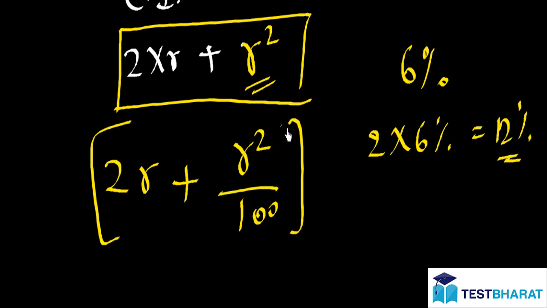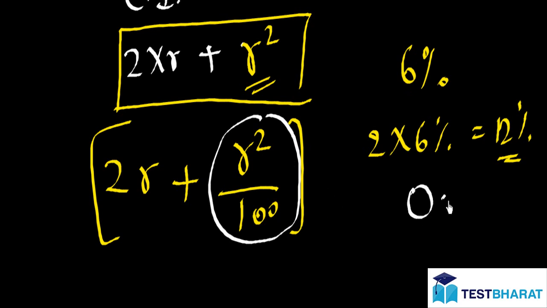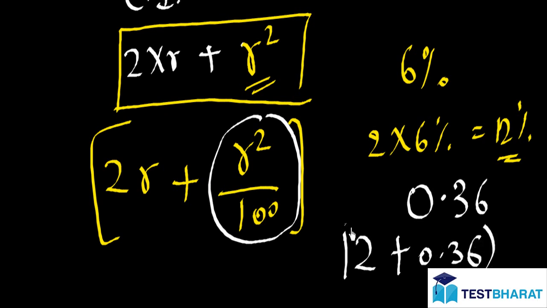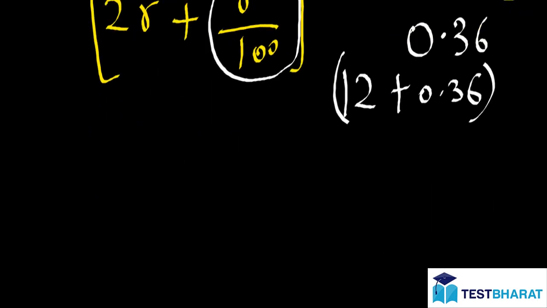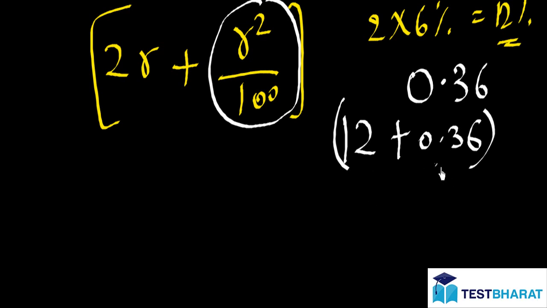And for the compound interest, I'll add this part only. And this part is nothing but R square. So if I square 6, that is 36, and 36 divided by 100 is 0.36. So 12 plus 0.36 is the compound interest. So here what we have learned is we just have to square the interest and add it to the simple interest to get the compound interest. But this only works for a time period of 2 years.